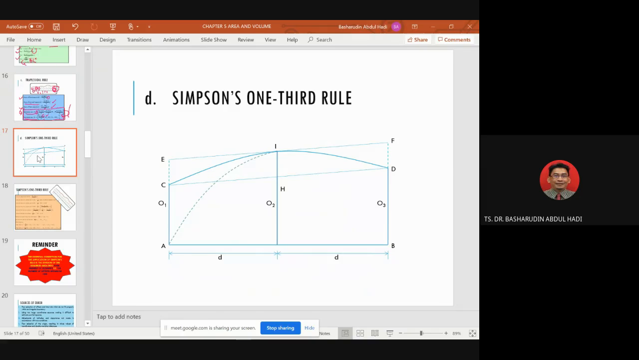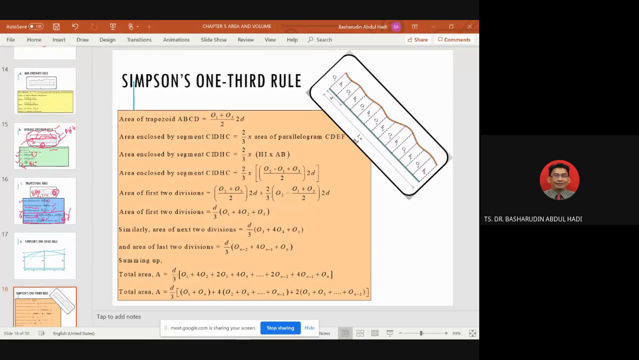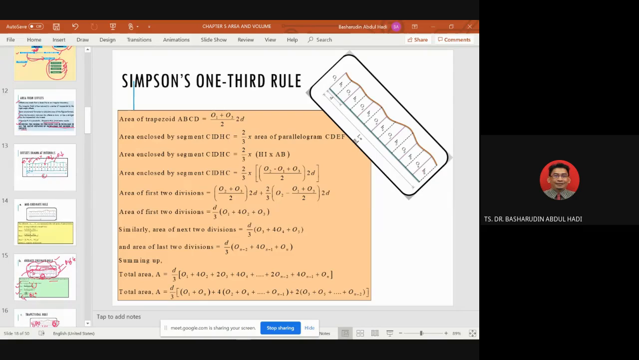Okay, Simpson one third rule. So this is the number 4 method of calculating. First, you must understand this. Simpson one third rule. We already have the trapezoid rule, we have the average rule, and then the mid ordinate rule and so on. We already calculated those, right?